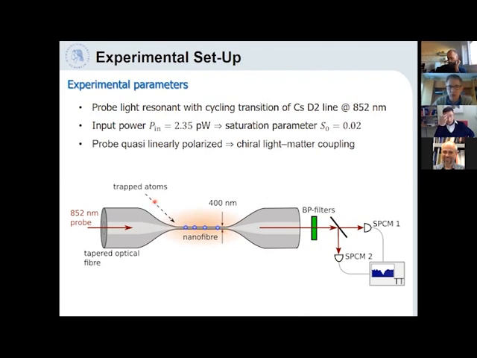For the experts, the probe light that we send in here is quasi-linearly polarized, so we launch linearly polarized light into the fiber, and this is what gives rise to this chiral, or direction-dependent, atom-light coupling, where the atoms only scatter light forward. But as I said, this is not a prerequisite for the scheme to work.